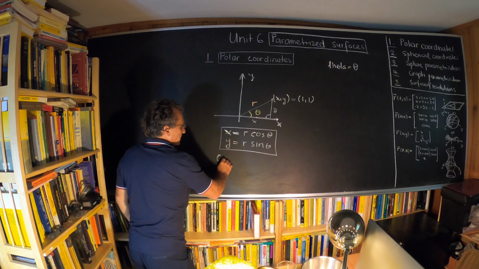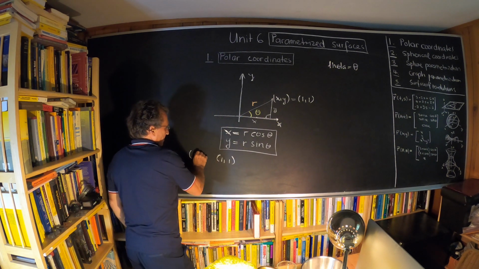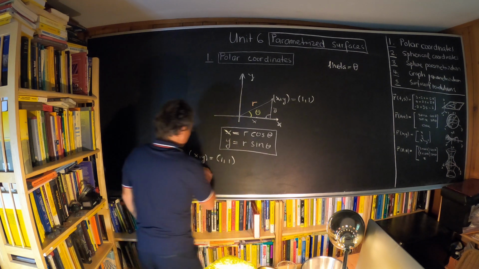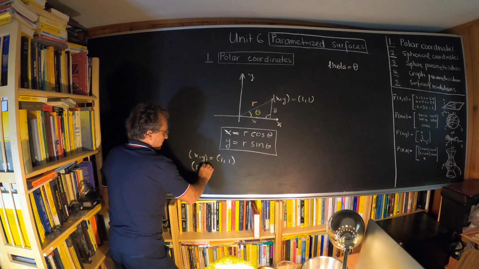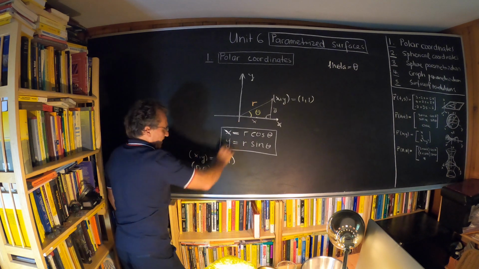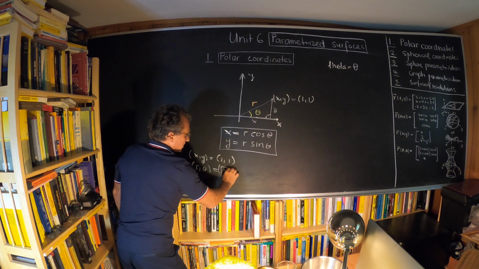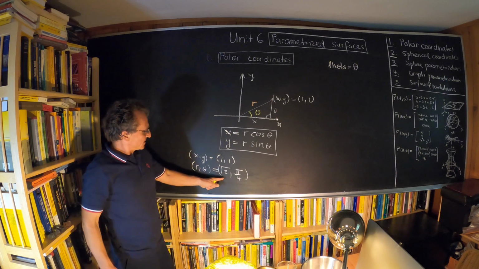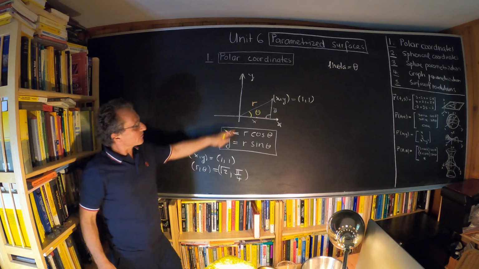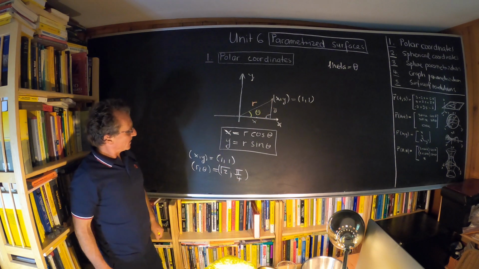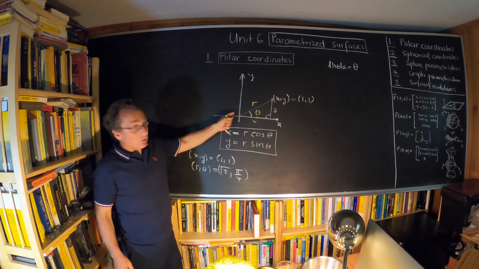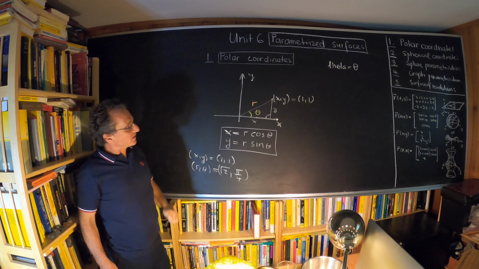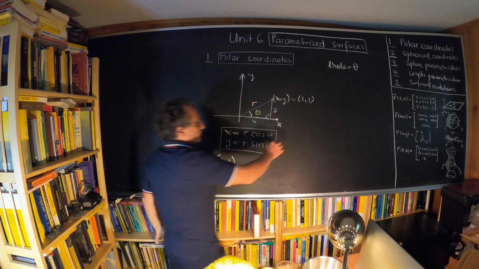So 1, 1 in Cartesian coordinates goes over into, we can write (r, theta), which is in this case equal to square root of 2 and pi fourth. So this data also describes this point. So we can also go backwards, and given x and y, we can find r and theta. Let me just write that down here.